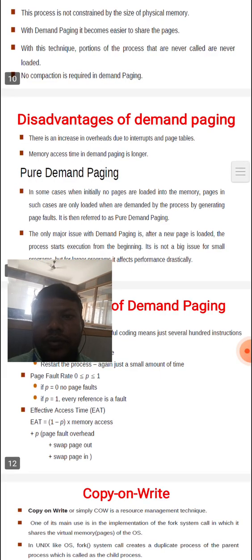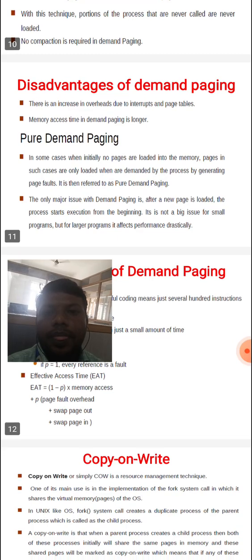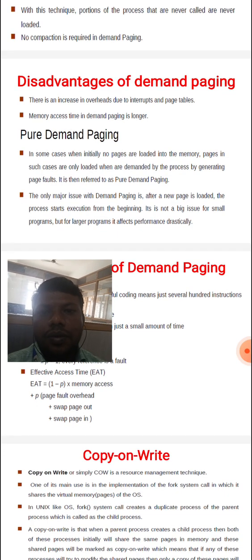Then the disadvantages: there is an increase in overhead due to interrupts and page tables. The memory access time in demand paging is longer. In pure demand paging, in some cases no pages are loaded into memory initially. Pages are only loaded when demanded by the process by generating page faults. This is referred to as pure demand paging.